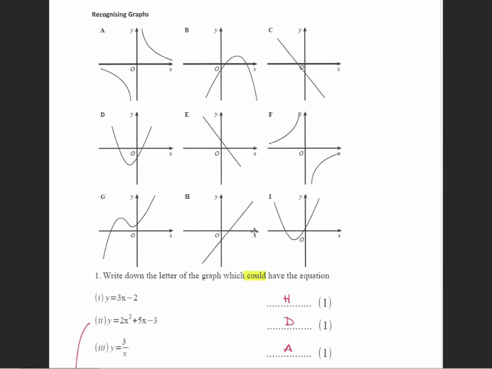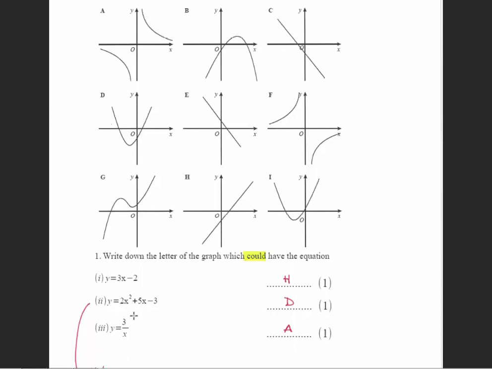As a last minute check, remember, this minus 2 tells me where the line crosses the y-axis, and I can see that it crosses below here, so it's negative. I don't know what that number is, but it's definitely negative, so it must be this one here. So H is the one for I.